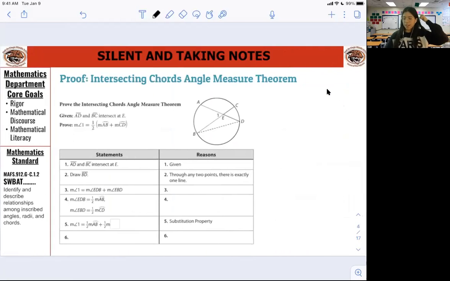Oh, I forgot. We're going to do a proof. Let's figure out why. Oh, guys, this one's so easy. You only have to fill in like 3 blanks. Don't even give me the complaints. Let's just see why the intersecting chord angles theorem works.